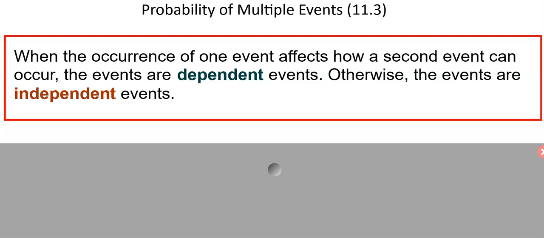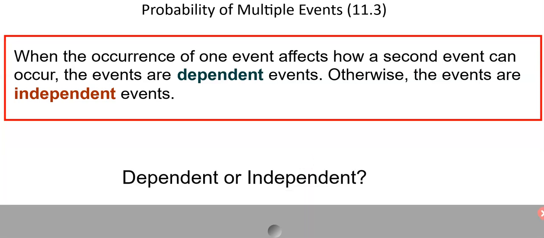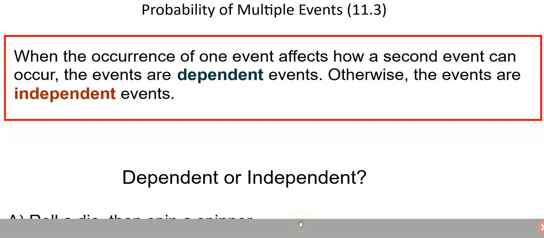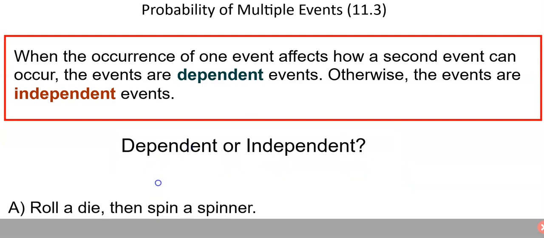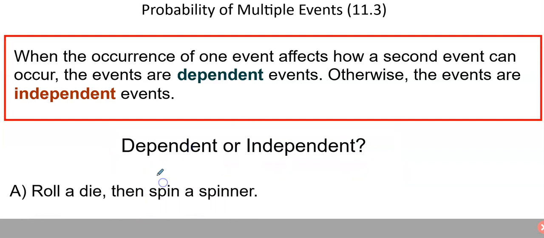Okay, so more probability today. First, this idea of dependent or independent events. If one event has an effect on the other event, then they are dependent events. So let's look at a couple events and figure out if they are dependent or not. This first one: roll a die and then spin a spinner.